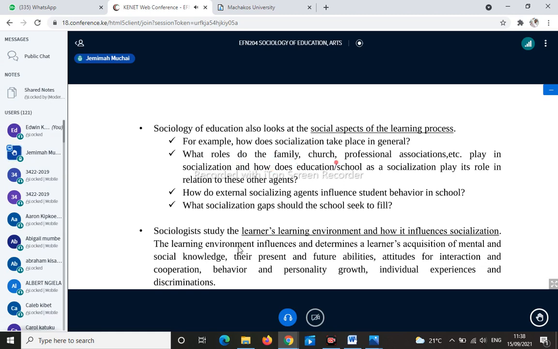What role do the family, the church, the professional association, etc. play? We look at this as we continue with our topics. How do external socializing agents influence students' behavior in school? External socializing agents are the peers, the church, the politics, the economics, and the like. We look at that as we continue. What should the socialization gap be? Should the school seek to fill the socialization gap? There are things that the school does, things that the family does, and the church does. So we look at the roles of the school in the socialization process.